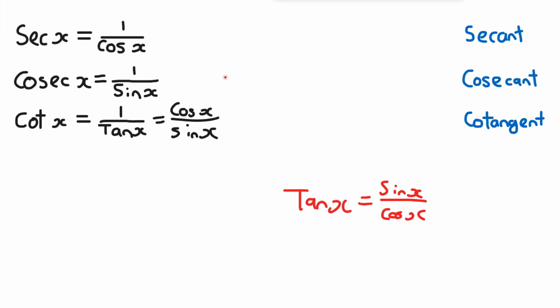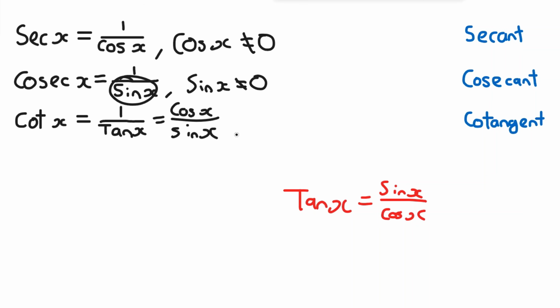Now, another thing is, as we can't divide by 0, in the definition for sec x here, this only works when cos x is not equal to 0, because if cos x is equal to 0, then we'd be dividing by 0, and we just can't do this. This is the same for cosec of x. Sin x cannot be equal to 0, as we'd be dividing by 0 here.